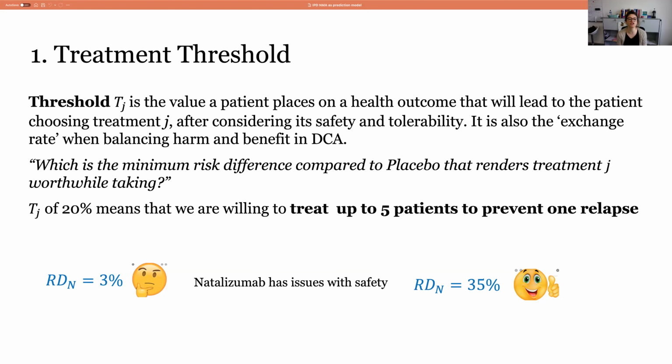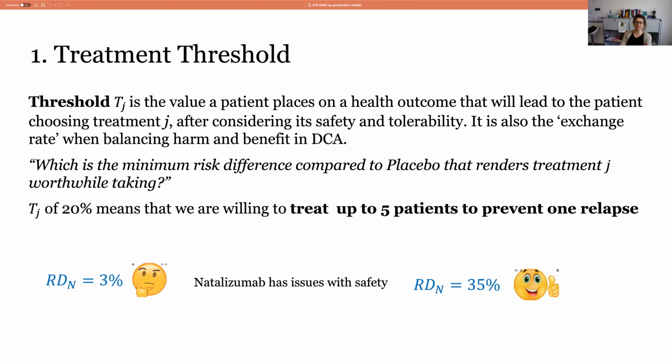We can ask the question: what is the minimum risk difference in terms of relapse that you expect from treatment J compared to placebo, so that you will be convinced to take treatment J? So if you answer 20%, so I want a drop in relapse by 20% for treatment J, that means that you are willing to treat 5 patients to prevent 1 relapse.